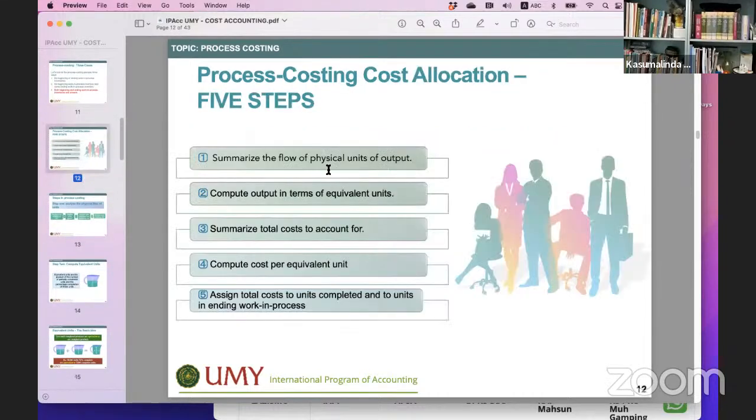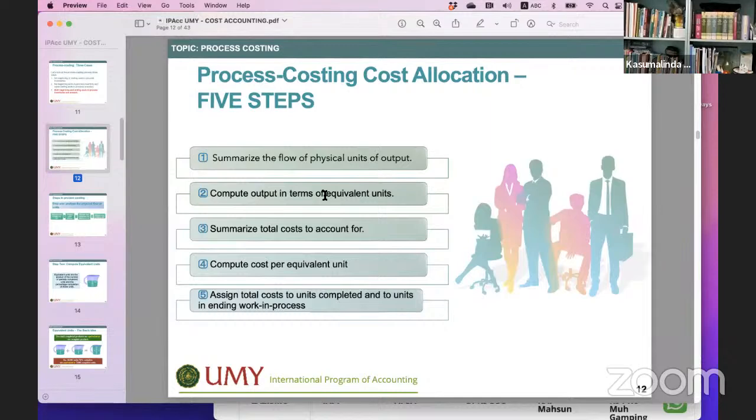Okay, so these are the 5 steps that need to be followed in preparing the production report for the processing department using process costing. The 5 steps are: summarize the flow of physical units.